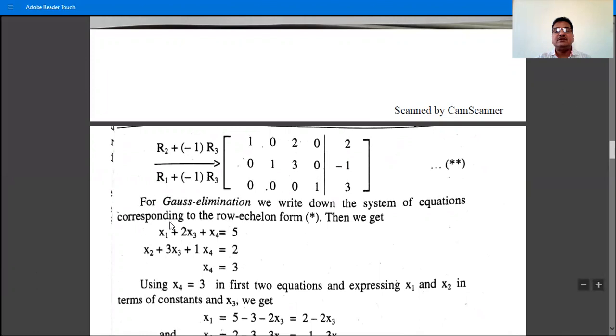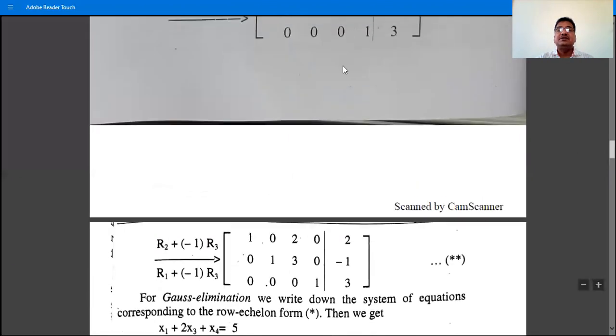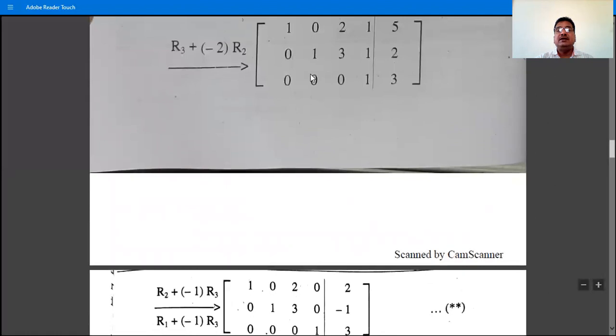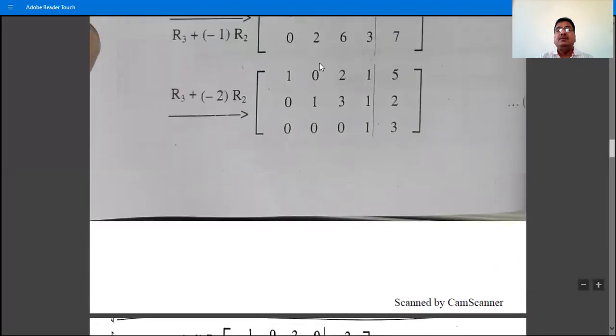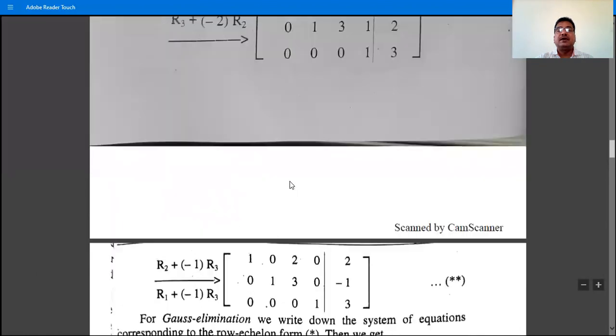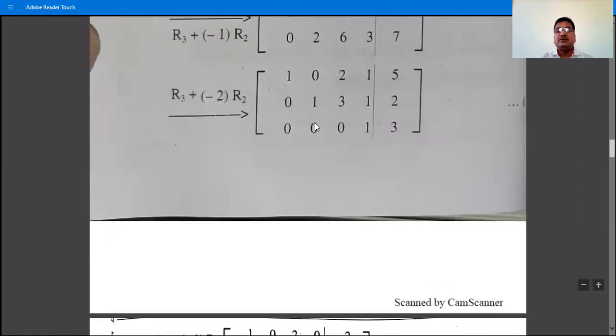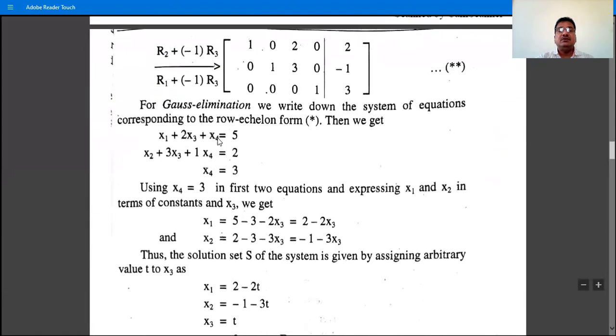Now we will solve the system by Gauss elimination method, then use this matrix echelon form. So rewrite the equations. We have x1 plus 0x2 plus 2x3 plus x4 is equal to 5 as the first equation. Then the second equation, x1 into 0 becomes 0, x2 plus 3x3 plus x4 is equal to 2. And the last equation, this into x1, this into x2, this into x3 becomes 0, x4 is equal to 3. If we observe this system, after rewriting the equations, there are 3 equations and 4 unknowns. So we have to assign one unknown.